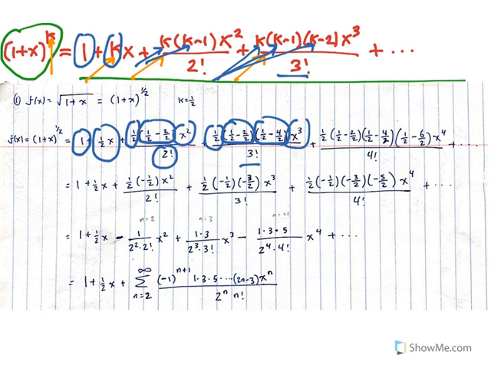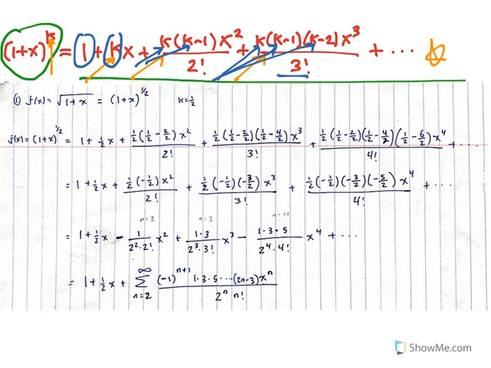And the pattern continues. What would be the fourth term? It would be k times (k minus 1) times (k minus 2) times (k minus 3), over 4 factorial, times x to the 4th. So that's what we have from the binomial series.